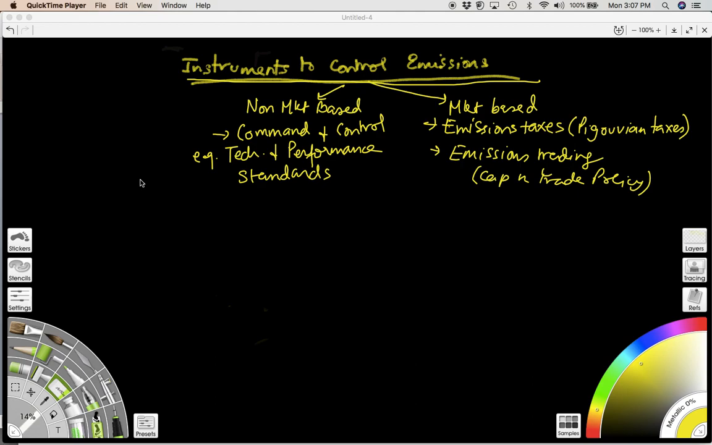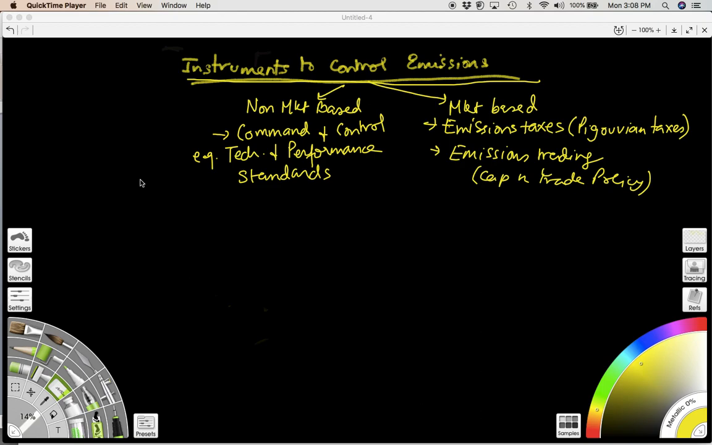Today, during this week, we are going to focus on the different instruments that can be used. By instruments, I mean policy instruments that can be used to control emissions. And we are going to compare several market and non-market based types of instruments to find out which one is the most cost effective, and also talk about situations in which one instrument can be more effective than the other.